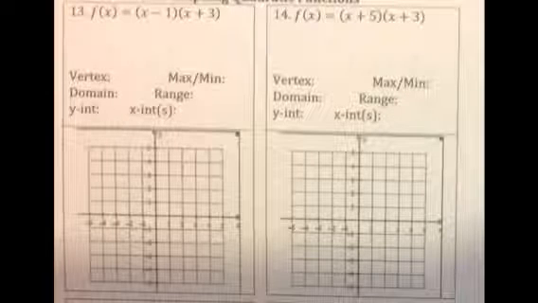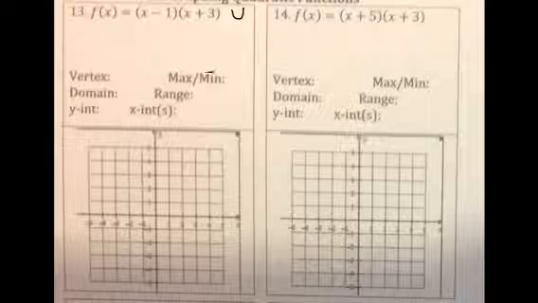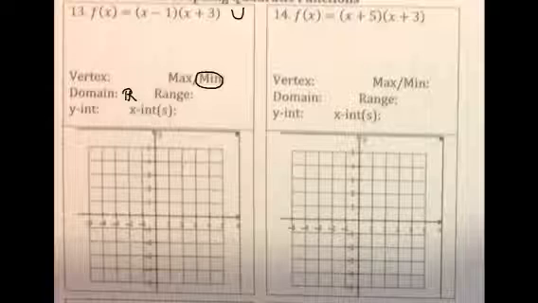Alright, so for the last 4 problems, we have intercept form or factored form. With these, you can still tell if it concaves up or down because you look for the a value right here. I know that this one's going to concave up, so it's going to have a minimum value. I know that the domain is all reals, and I also know the x-intercepts.